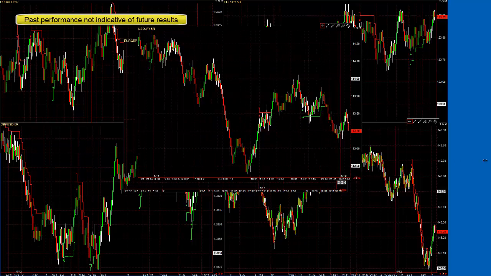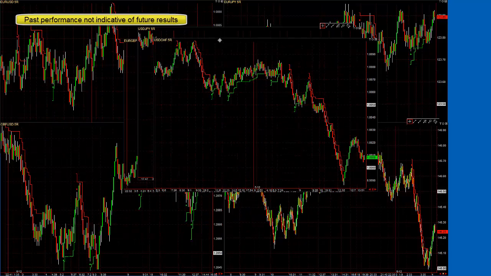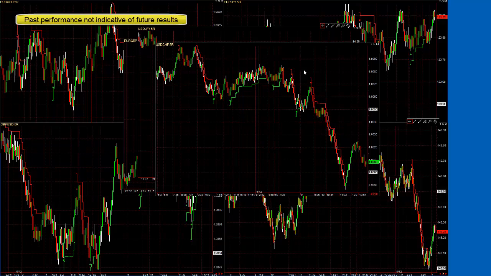Let's look at the previous day. Small win right here. Unfortunately, it missed that trade. Small loss. Pretty much break even. Here's some really nice size trades here. Dollar Swiss.